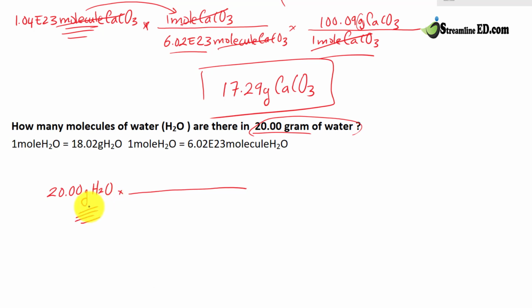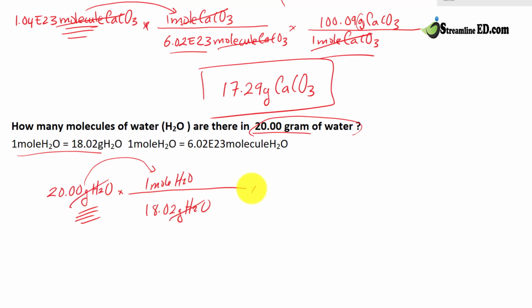So mole, well in this case, gram to mole is right here. So if this is gram, so the gram part will be on the bottom, 18.02 grams of H2O. What's on top? We have 1 mole of H2O. So what we just did here, we convert grams to mole by cancel out the grams.